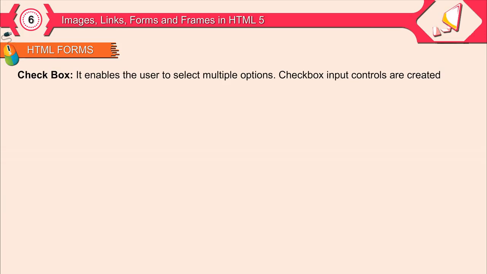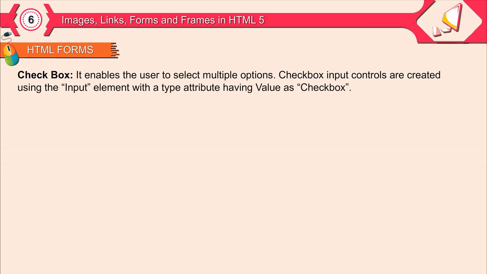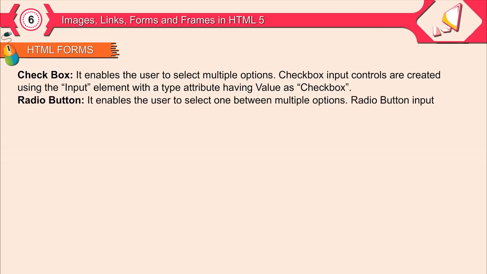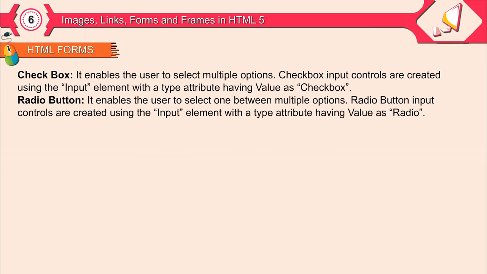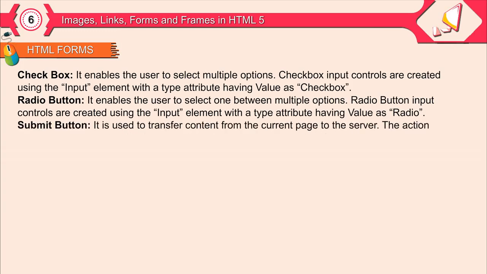Checkbox. It enables the user to select multiple options. Checkbox input controls are created using the input element with a type attribute having value as checkbox. Radio button. It enables the user to select one between multiple options. Radio button input controls are created using the input element with the type attribute having value as radio.